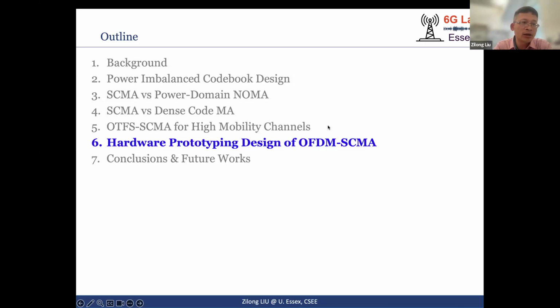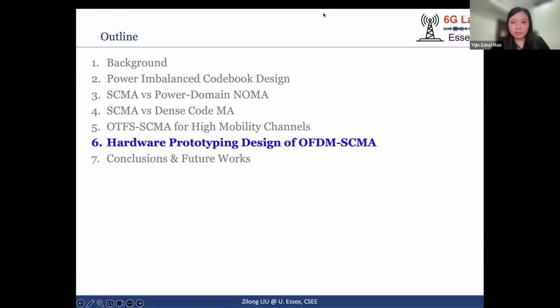Besides my current research on code domain NOMA, previously we have many publications on sequences. So I would be very happy to talk to you if you are interested in frequency hopping sequences. Yeah, thanks.